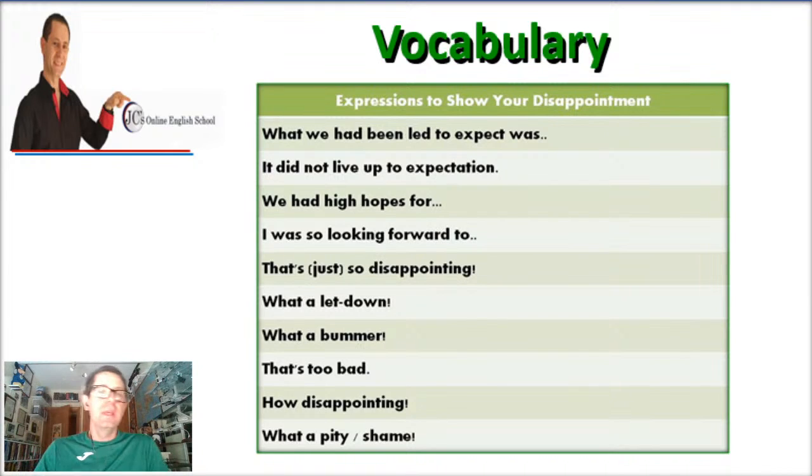Okay, very good. Now, let me repeat them again. Again, these are expressions to show your disappointment when you don't like something, okay? So one more time. What we had been led to expect was, it did not live up to expectation. We had high hopes for, I was so looking forward to, that's so disappointing, or that's just so disappointing, okay? What a letdown.